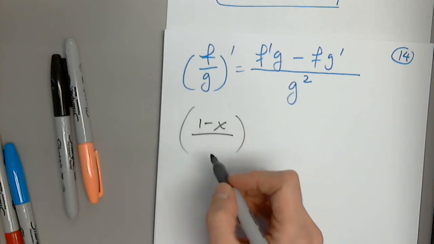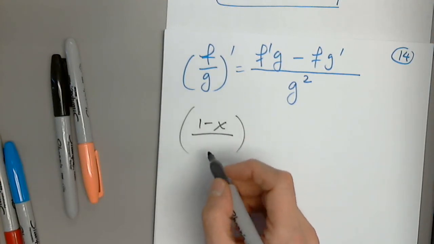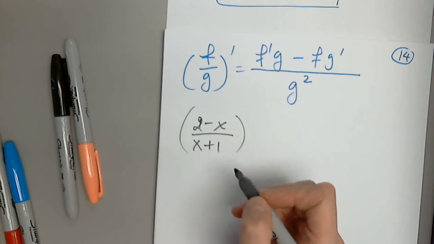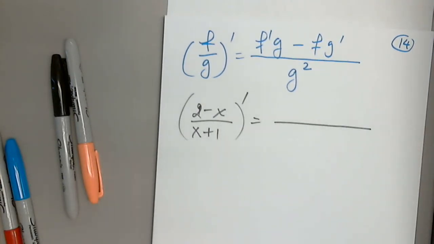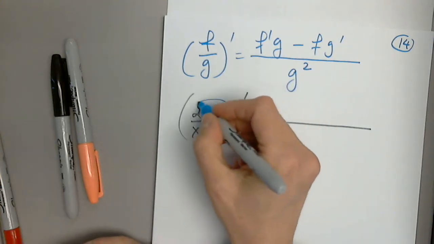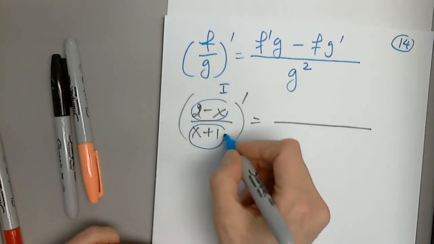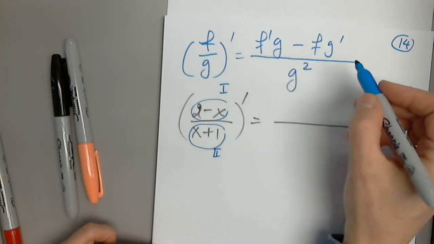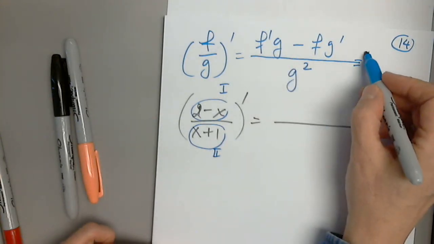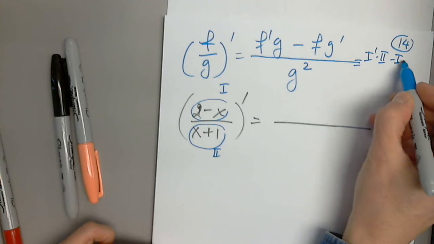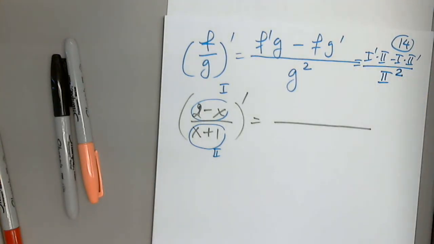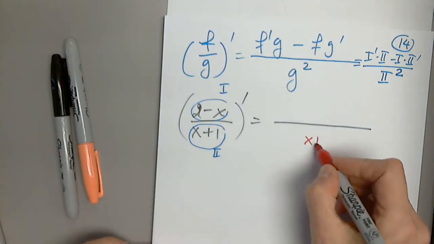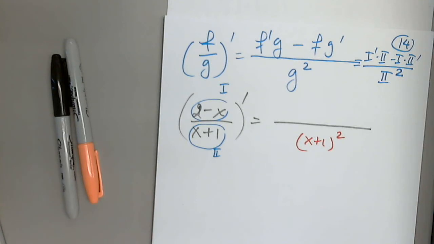2 minus x over x plus 1. Very good. Prime. Now remember, this is the first function. This is the second function. So again, if you'd like to remember it like this: the first function times the second minus the first times the second prime, over the second squared. One option would be to not forget, just write x plus 1 squared already in the denominator.